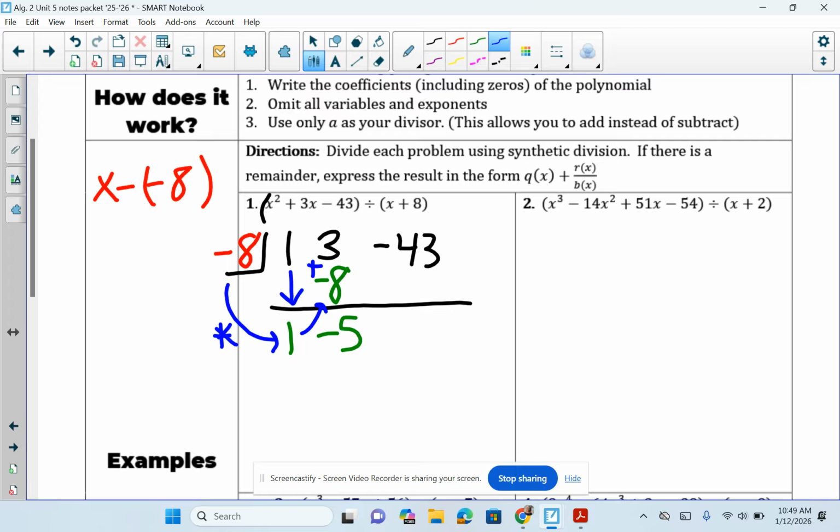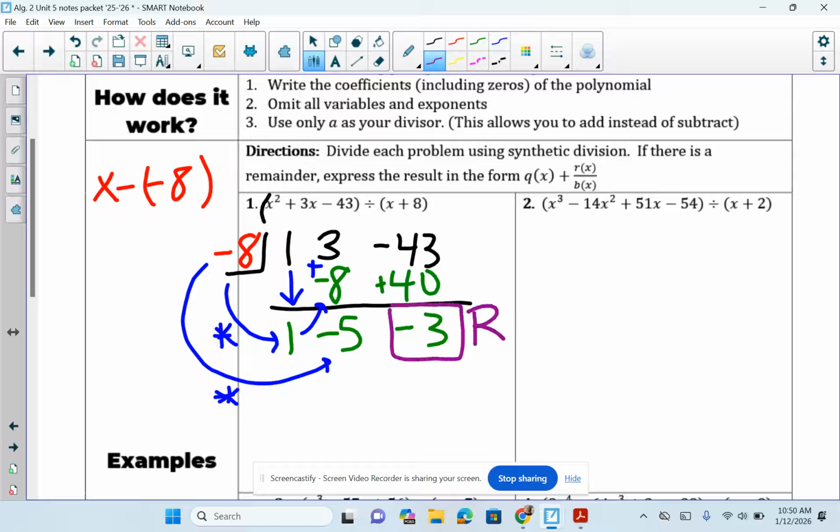Repeat. Multiply. Negative 8 times negative 5, 40. Add. Negative 43 plus 40 is negative 3. This very last thing is your remainder. That very last number is your remainder.